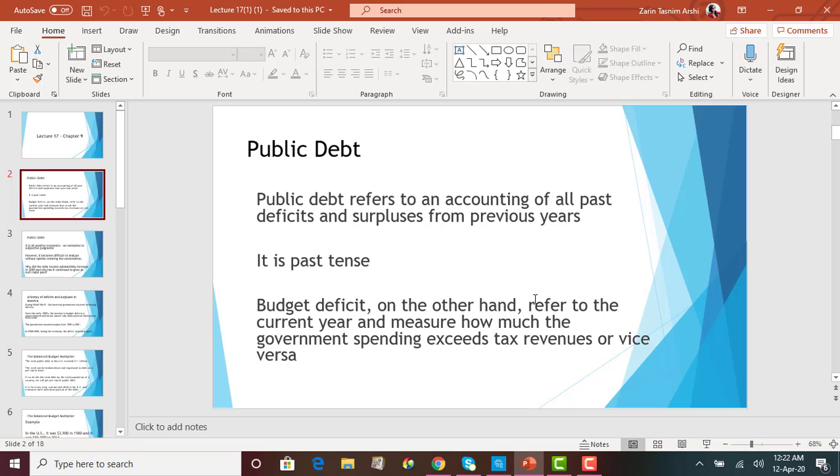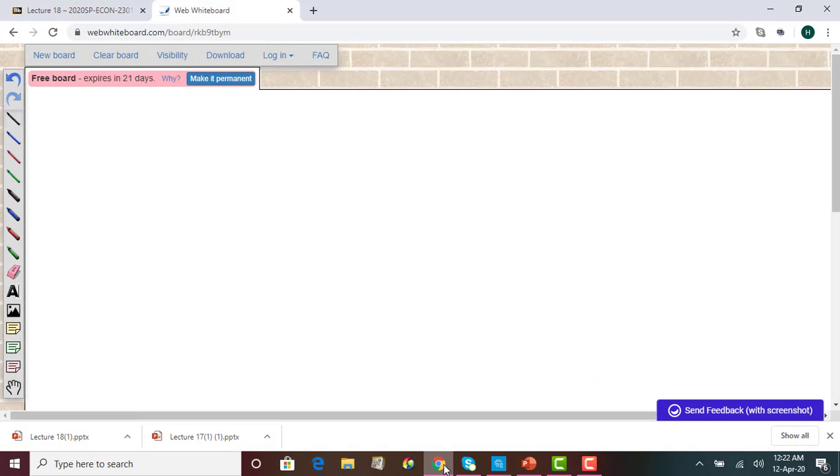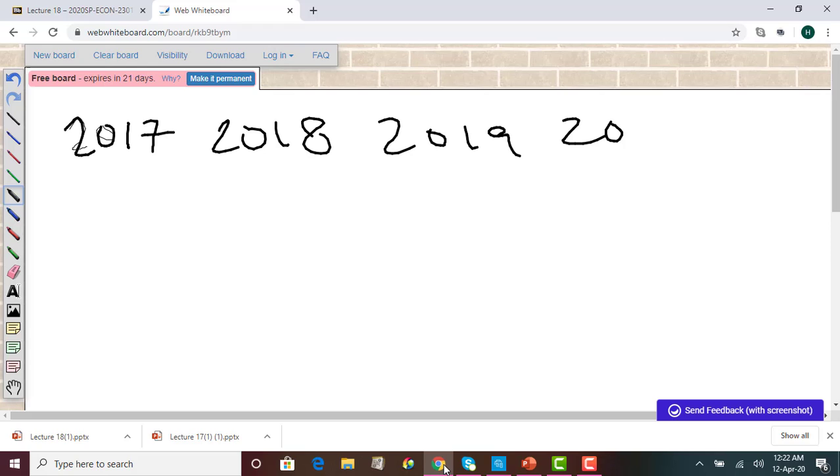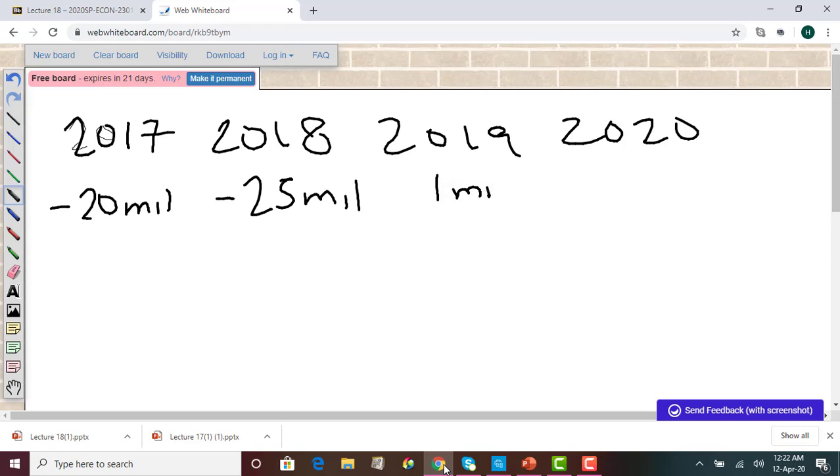So just to be clear, let me show you this. Let's say we take 4 years, for example: 2017, 2018, 2019, and 2020. In 2017, let's say we have a budget deficit of 20 million. Let's say in 2018 we have a budget deficit of 25 million. In 2019, let's say we have a surplus of $1 million. And in 2020, let's say because of coronavirus, the government has to spend a lot of money again, so they get into a deficit, and let's say the deficit is now 10 million negative.